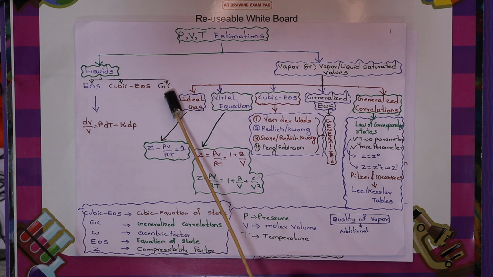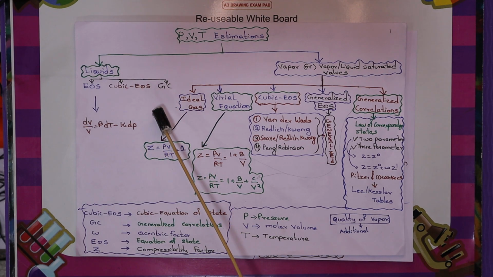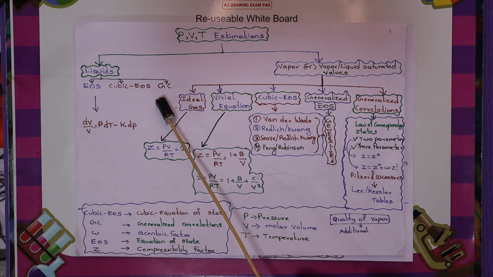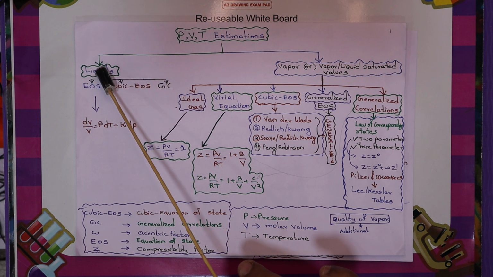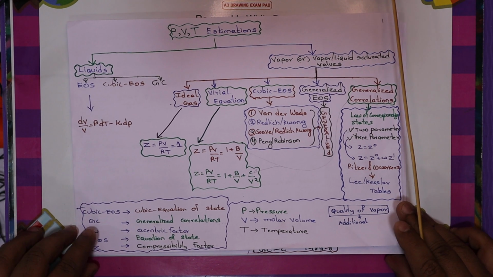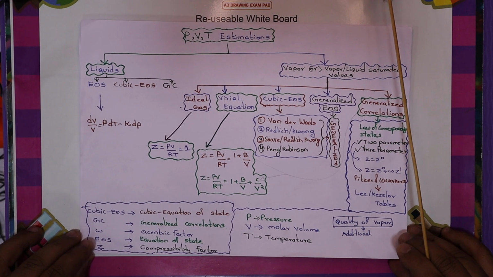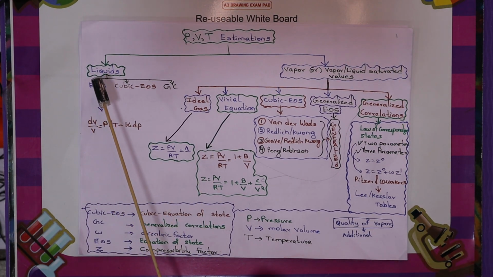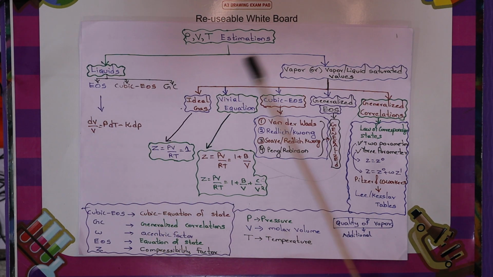And the generalized correlation method we will see at a later stage, maybe in the next lectures, where we use this generalized correlation method to estimate the volume of liquids. We have already covered the ideal gas, virial equation, cubic equation, generalized equations of state, and generalized correlation methods. So we have covered the chapter decently, and this material gives an overall idea of what we have covered so far. Only one thing is left, which I'm going to cover in the next lecture.